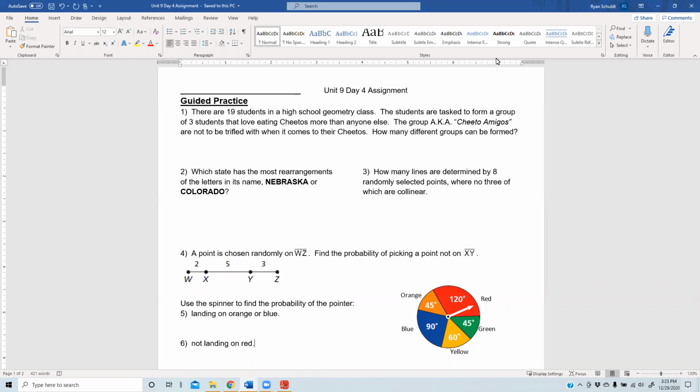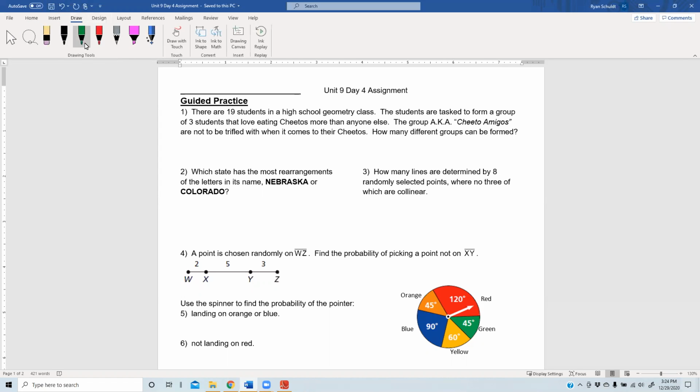Okay, so now we are on the guided practice for Unit 9, Day 4. Number one, there's 19 students in a high school geometry class. The students are tasked to form a group of three students that love eating Cheetos more than anyone else. The group, which we're going to call the Cheeto Amigos, are not to be trifled with when it comes to their Cheetos. How many different groups can be formed?